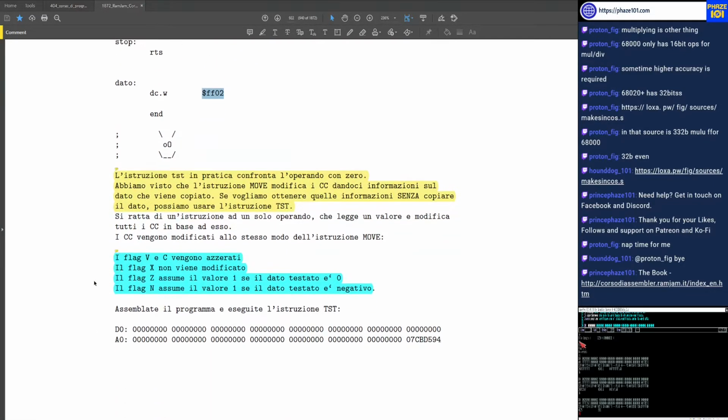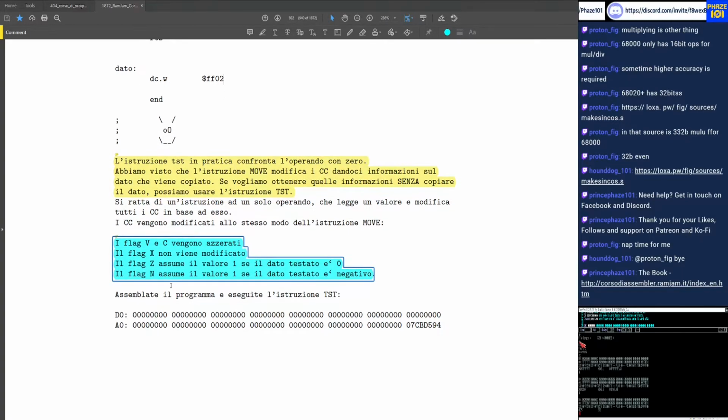How do the flags get set when you do a TST? The V flag and the C flag, the overflow flag and the carry flag, are set to 0. The X flag is not modified. The Z flag is set to 1 if the result is 0. The N flag is set to 1 if it is a negative number, so the high bit is set. It's always like that basically for the N flag.